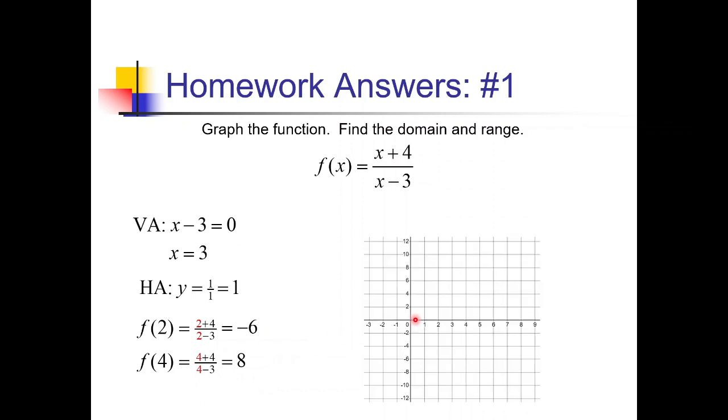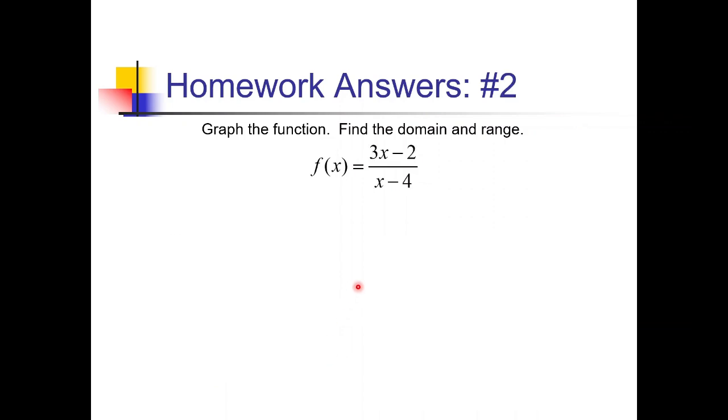Putting all this on a graph, I've got my vertical asymptote at 3 right here, horizontal asymptote at 1, which is half a grid line the way I've done this. My first point is going to be 2 comma negative 6, which is down here. And then we have 4 comma 8 up here. Graph one branch in the lower left, my other branch is in the upper right. And the domain matching my vertical asymptote is going to be x not equal to 3. Range will be y not equal to this horizontal asymptote of 1.